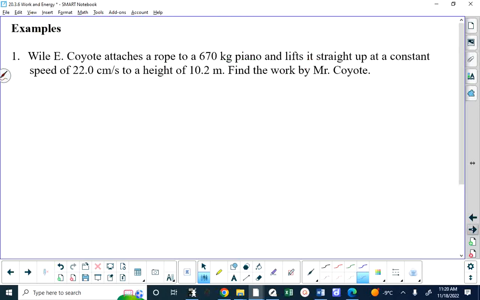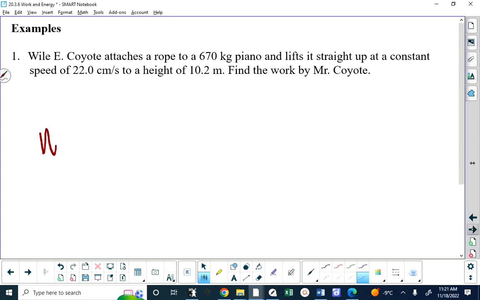Okay, Wile E. Coyote. You're familiar with Wile E. Coyote? Genius. Attaches a rope to a 670 kilogram piano and lifts it straight up at a constant speed of 22 centimeters per second to a height of 10.2 meters, because what could possibly go wrong, right? How much work is done by Mr. Coyote?